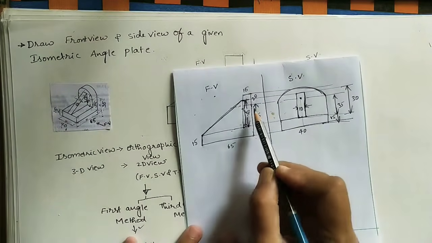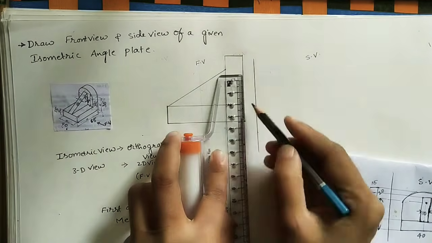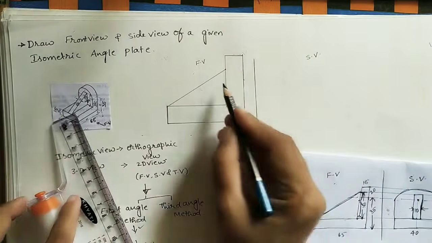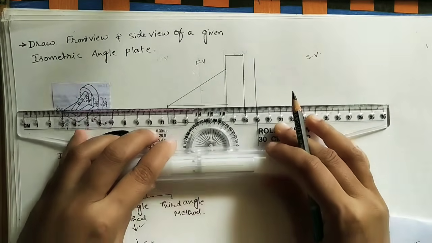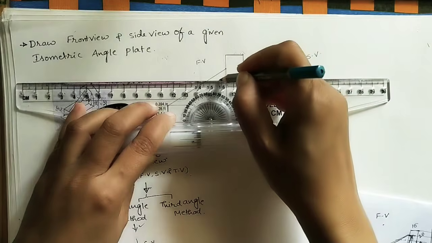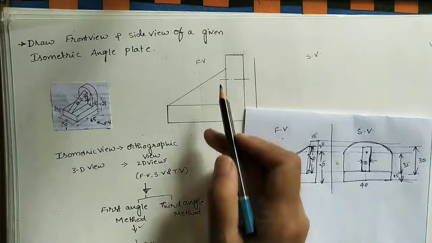Here draw the axis line. This axis line is 35 mm from the bottom. Take 35 mm here. Here draw the axis line. Take this as the reference line. The axis line is two big lines with a dot like this. Okay, this is the front view.